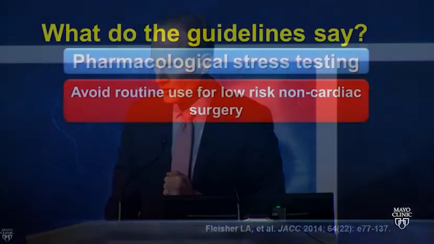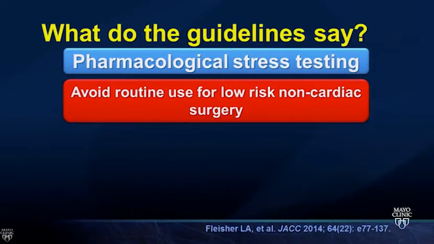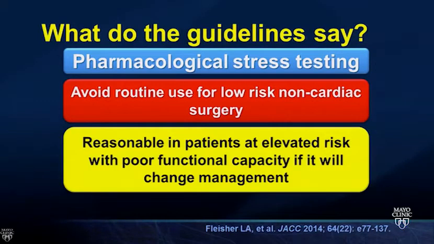So with that in mind, with this paradigm in mind, what do the guidelines say about stress testing? We'll first talk about pharmacological stress testing prior to non-cardiac surgery. The American guidelines recommend avoiding routine use in low-risk patients prior to non-cardiac surgery. That's sort of intuitive. You don't want to do a stress test on everyone. They say it is reasonable, as a Class 2A indication, in patients at elevated risk with poor functional capacity if it will change management.